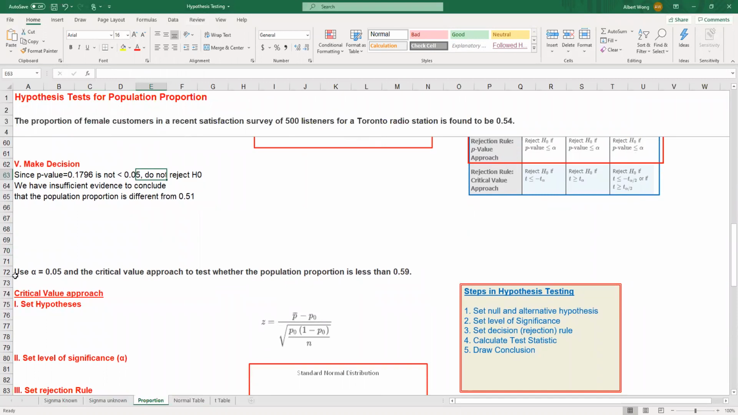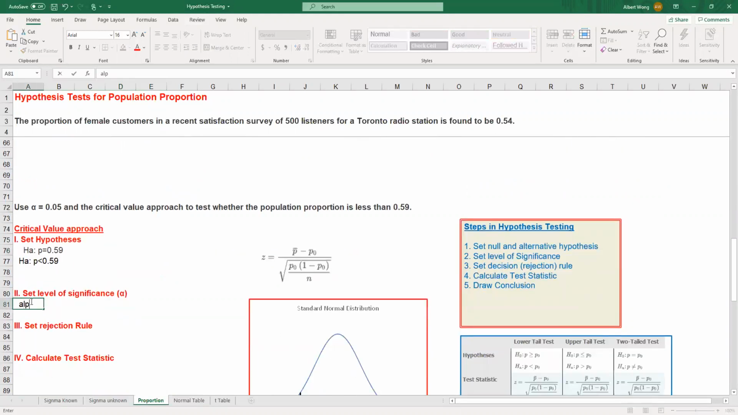Our last example says use alpha equal 0.05 and the critical value approach to test whether the population proportion is less than 0.59. Okay, so we should be really comfortable now. The first thing we do is to write down the alternate hypothesis. Less than is 0.59. And if it is less than, then H0 is equal to 0.59 or bigger than or equal to, same thing as we keep saying. Alpha is equal to 0.05.